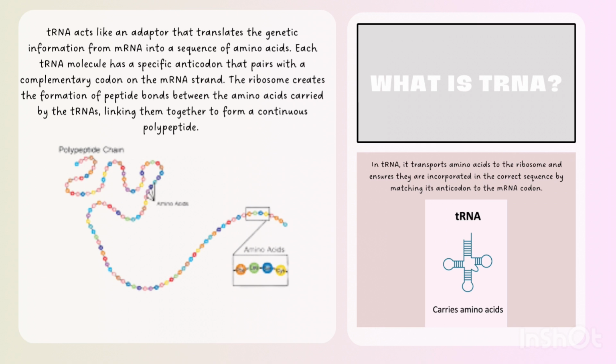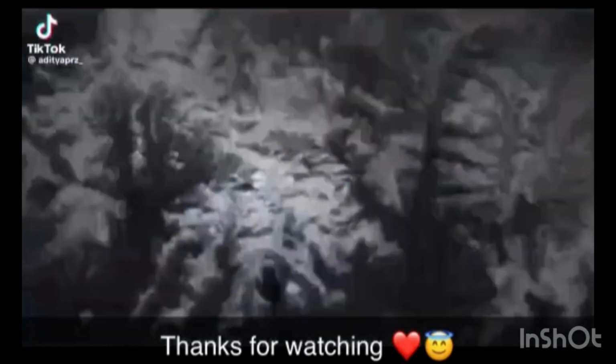The ribosome creates the formation of peptide bonds between the amino acids carried by the tRNAs, linking them together to form a continuous peptide. This is essential for decoding the genetic information and building proteins for survival.